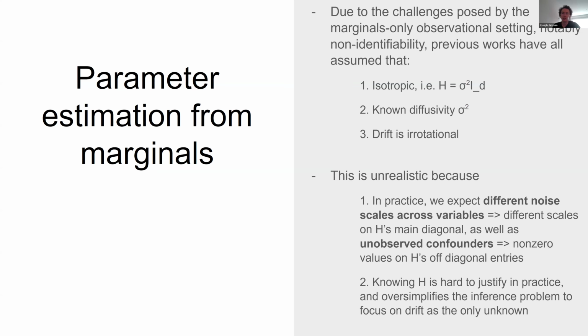But we really think that these assumptions are unrealistic. You really don't know the scale of your noise before you start modeling, and you can also have unobserved confounders, so unobserved variables causing two or more of your variables in your system, and that case isn't covered by this isotropic case. These unobserved confounders would appear on the off-diagonal entries of this H matrix.